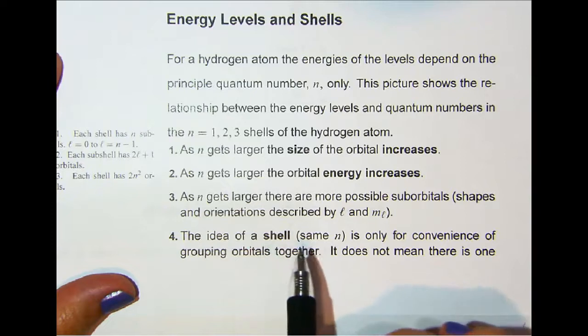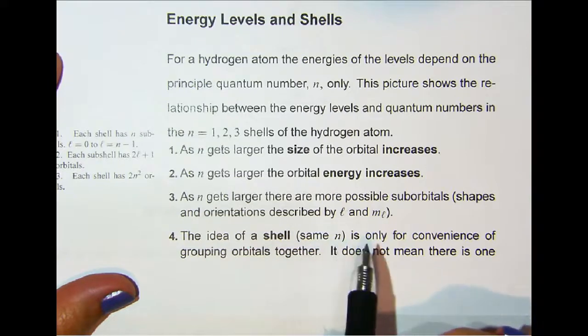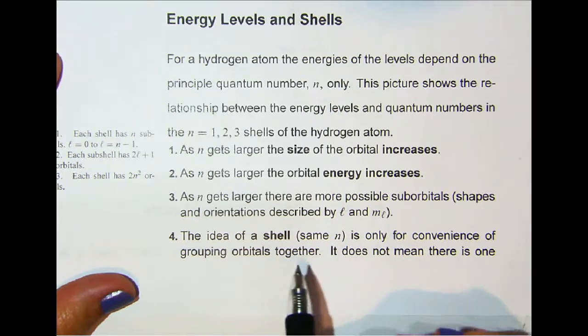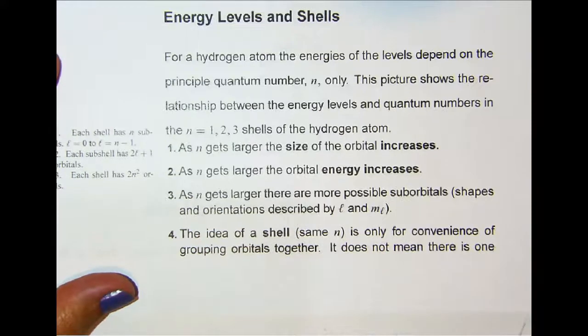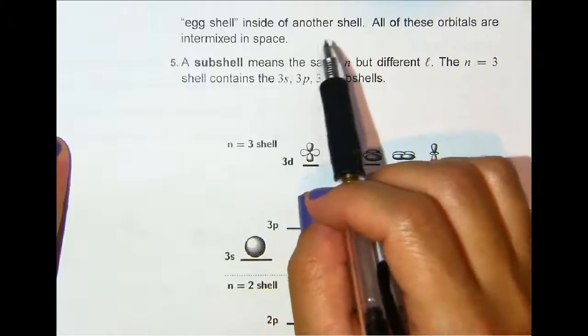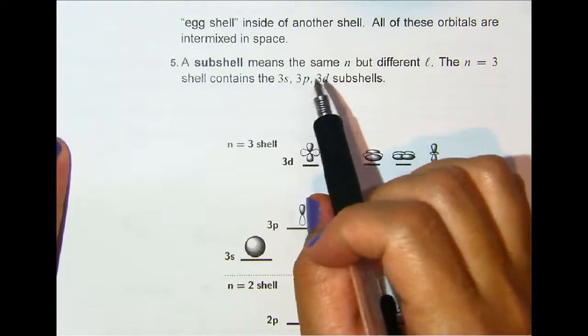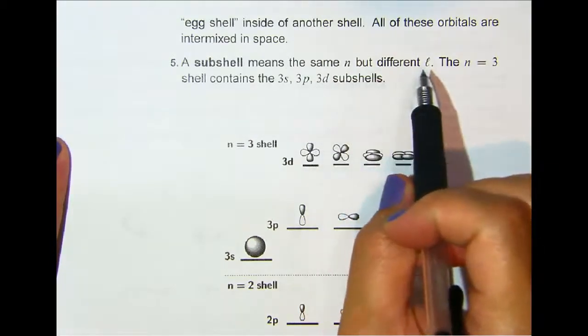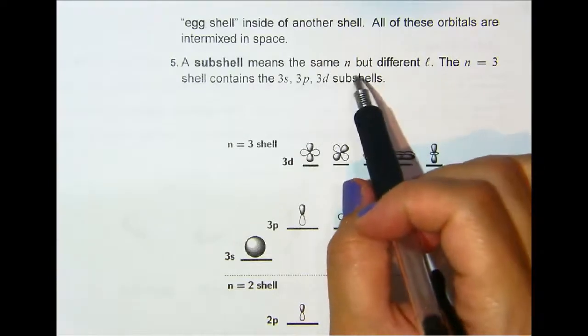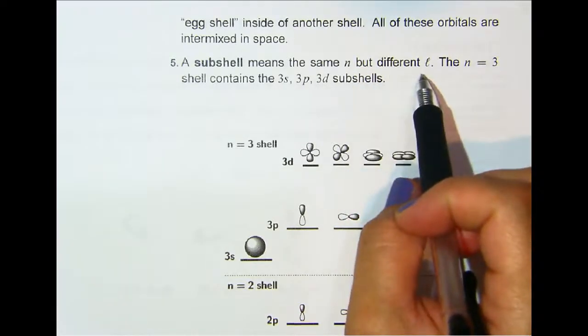The idea of a shell, same n, is only for convenience of grouping orbitals together. It does not mean that there is one eggshell inside another shell. All of these orbitals are intermixed in space. A subshell means the same n but a different L value. So n is called a shell, and then L values are called subshells.